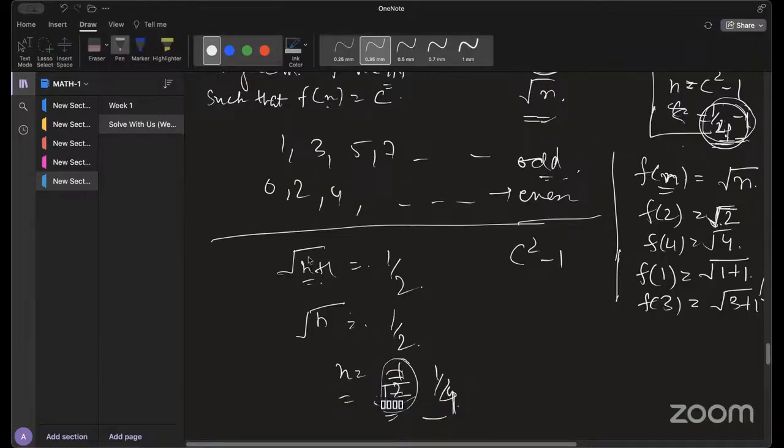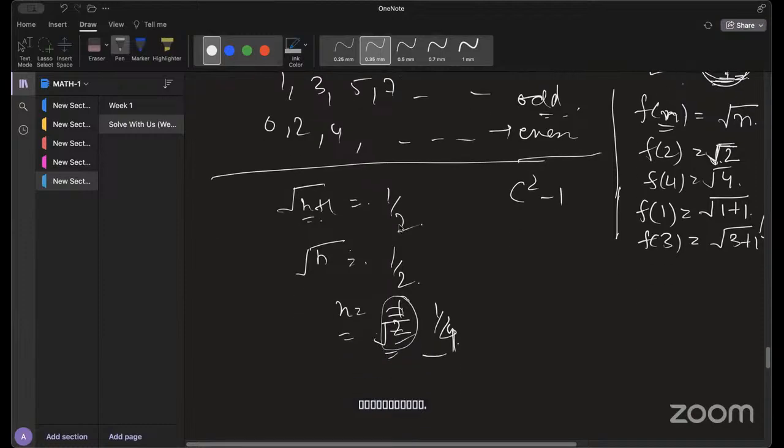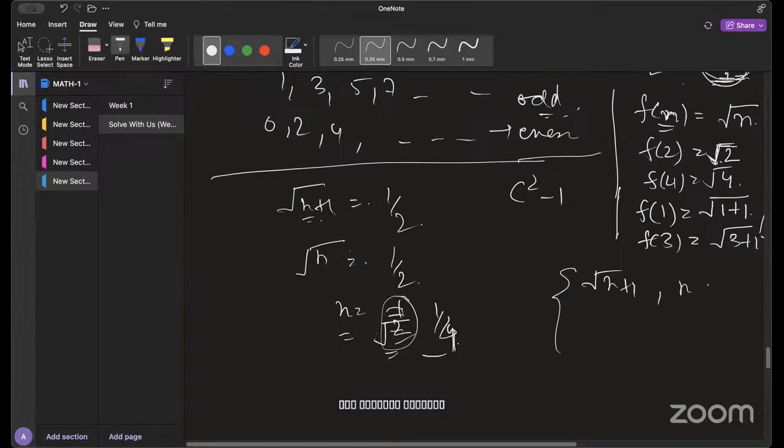No, ma'am. Once again, explain it, ma'am. Okay. See, what you have to do is you've been given this function where you have square root of n plus 1 when n is odd, and when n is even, you take square root of n. You've understood the function, right? That's how your function works.